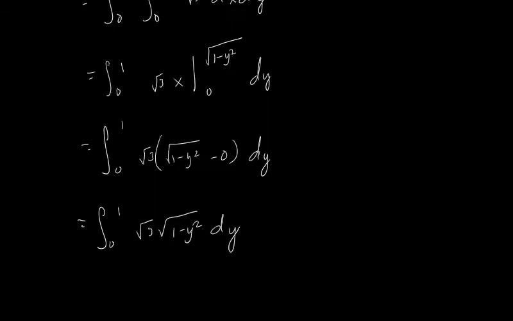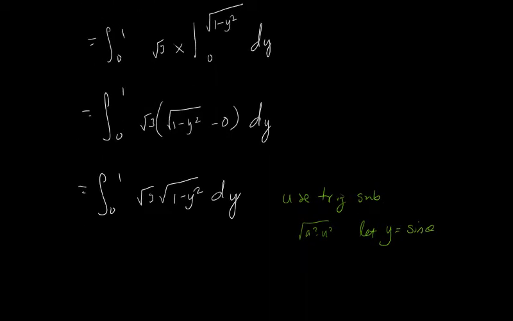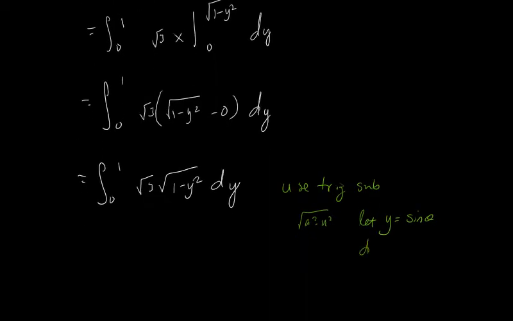If I ask you for a decimal approximation, that's just asking you to put it in your calculator, right? So let's go ahead and do this. We're going to solve this using a trig sub. Because we have something of the form a squared minus u squared, we want to let our variable be equal to sine of theta. So we're going to let y equal sine of theta. Then dy is going to be equal to cosine of theta d theta.